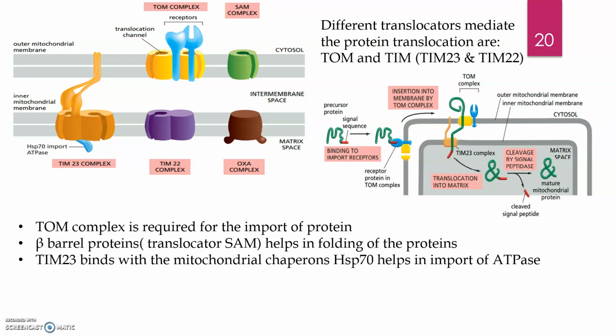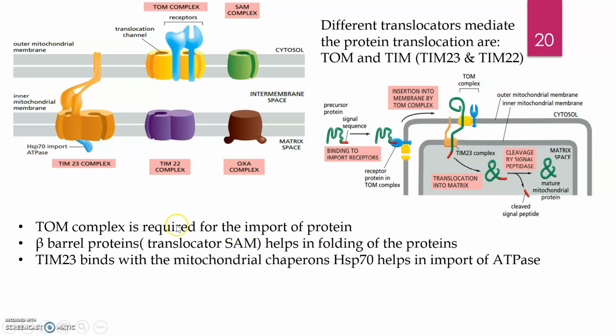And different translocators mediate the protein translocation: TOM, the transporters of the outer membrane, and TIM, the transporters of the inner membrane. As we have seen in protein transport, different gated channels and vesicular transport help in the mediation of the protein molecules. In the case of mitochondria, these TOM and TIM, the TIM23 and the TIM22, help in the movement of the protein molecules in and out of the matrix.